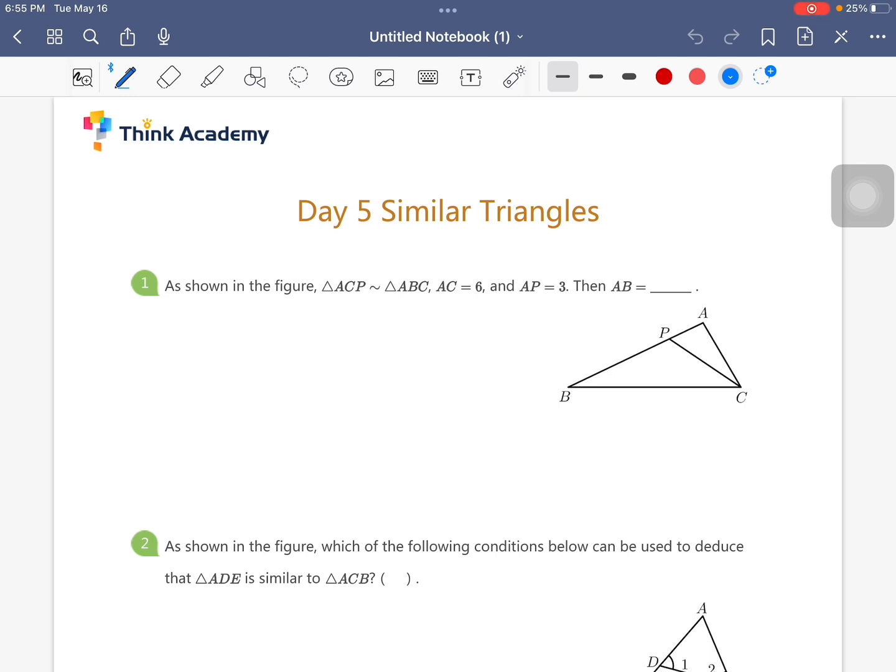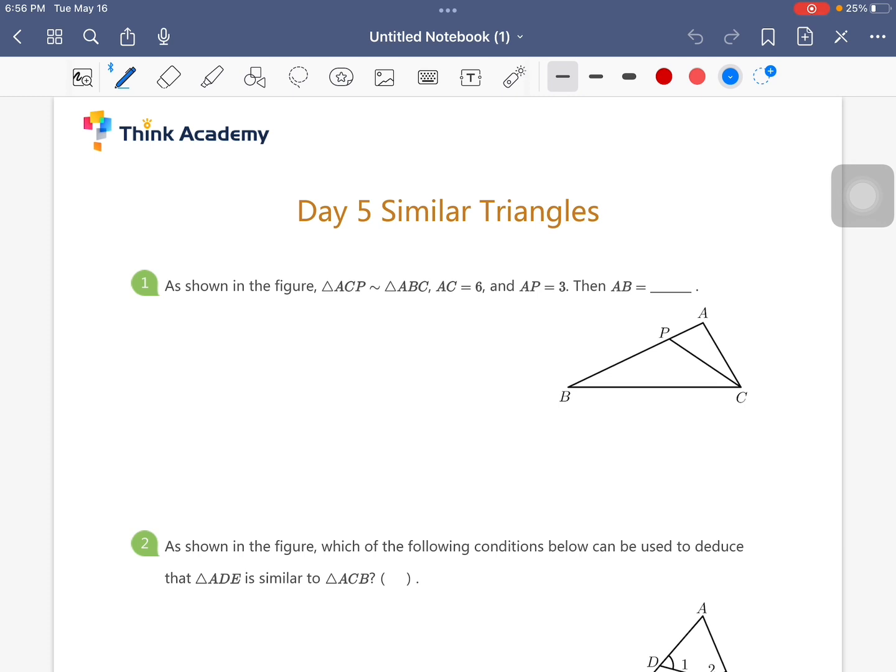Today's challenge is about similar triangles, which is a very important part of geometry, as well as prerequisite knowledge for the upcoming Algebra 2 learning. In today's daily challenge, we have 6 questions in total, and they cover how to prove similar triangles and the basic properties of similar triangles. Let's see the questions one by one.